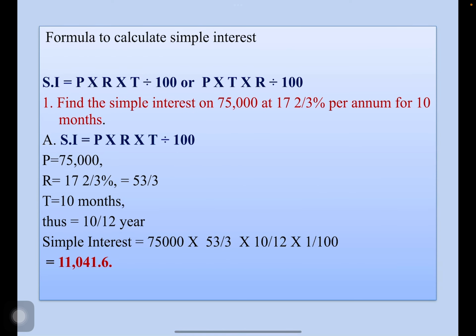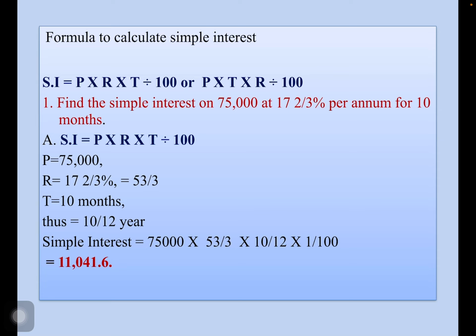Now, let us come to the important part, that is calculation of simple interest. There is a formula, you have to memorize it. Simple interest is equal to PRT by 100, or PTR by 100. In some books it is given as PTR, in some books as PRT. You can use any formula. Here P is the principal amount, R is the rate, T is the time. Now, let us come to the problem.